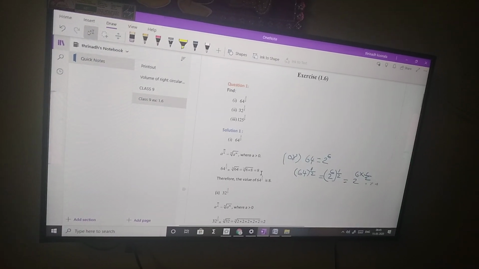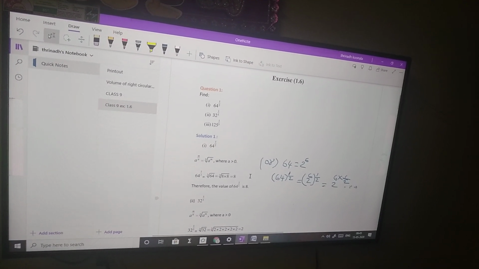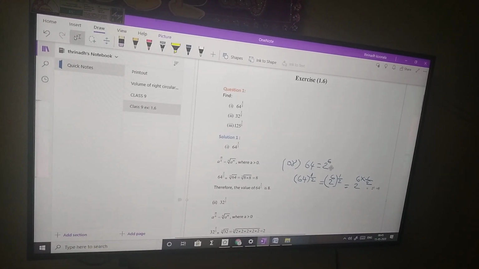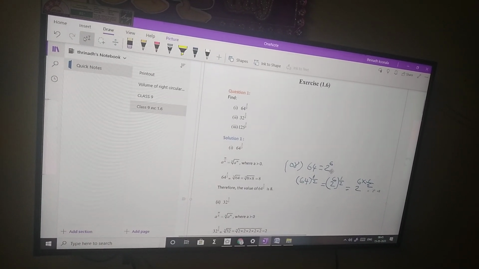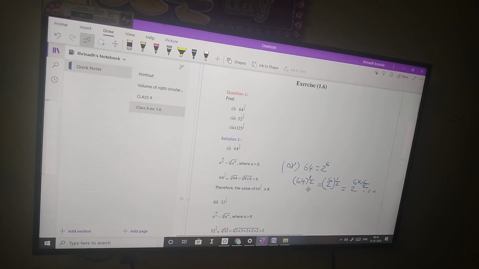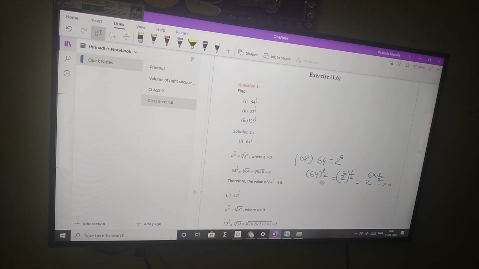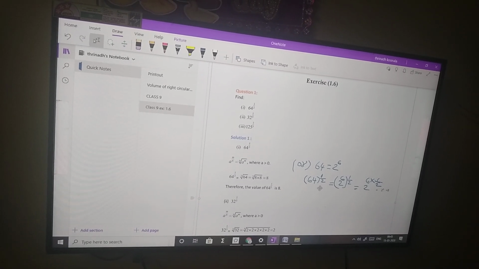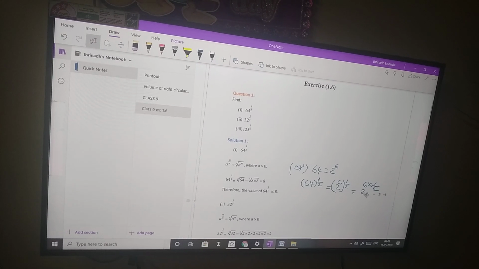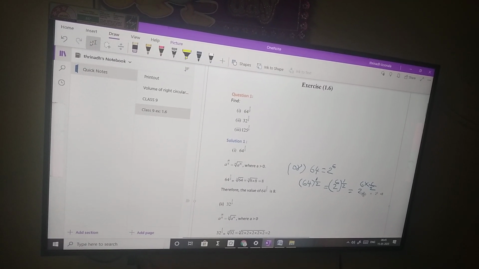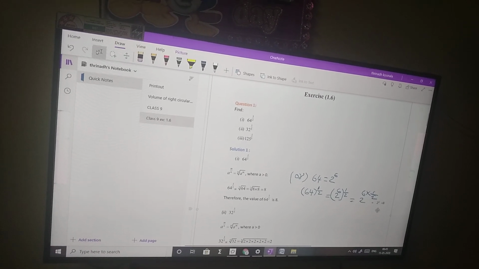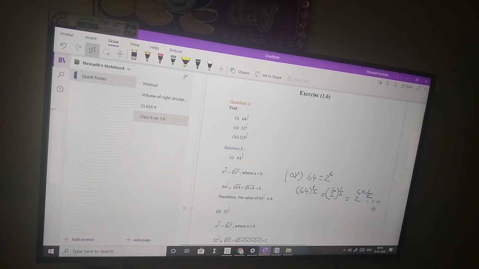Or we can write 64 as 2 power 6. 2 power 6 value is also 64. So 64 I am expressing as 2 power 6, and 64 whole power 1 by 2 is nothing but 2 power 6 whole power 1 by 2. Again I am applying a power m whole power n equals a power m into n, 2 power 6 into 1 by 2. So simplifying, 2 power 3 equals 8.